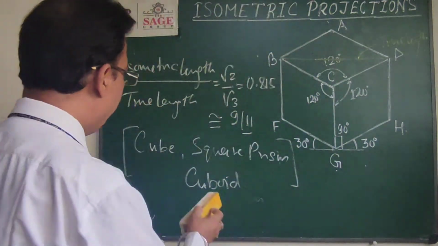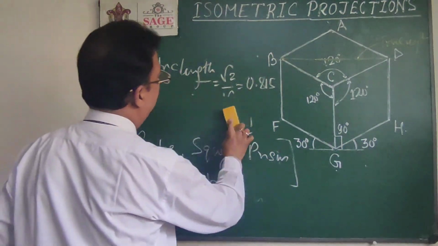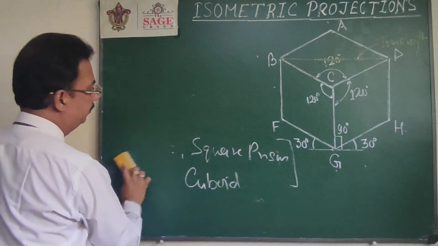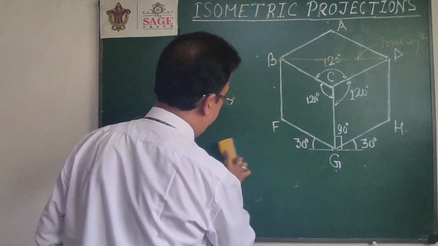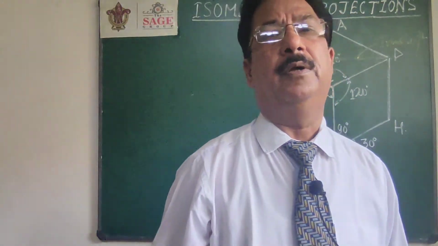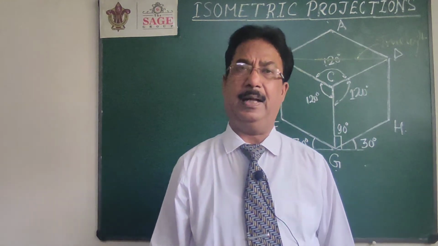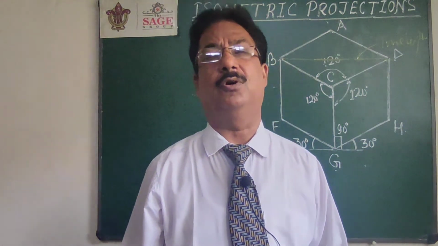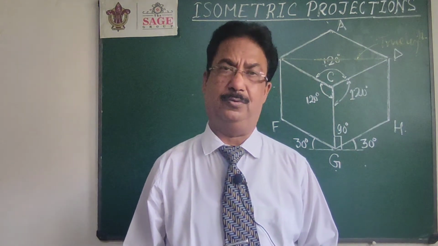But apart from these solids, in all the solids there are some non-isometric lines, and it is not possible to directly plot non-isometric lines. So what we will do is initially draw the figure with the help of isometric lines, and with the help of those isometric lines we can draw the non-isometric lines also.